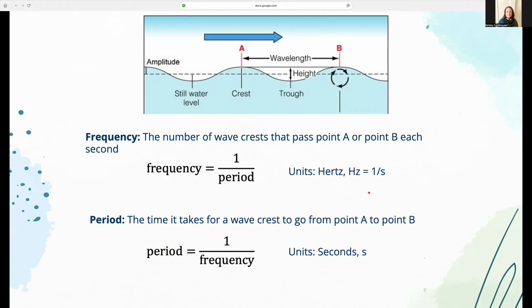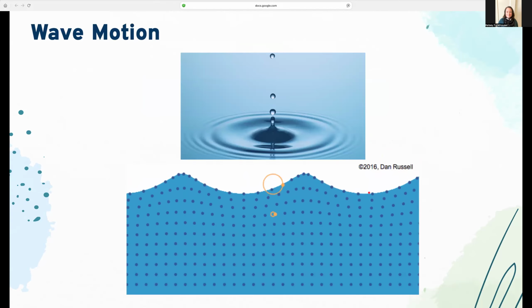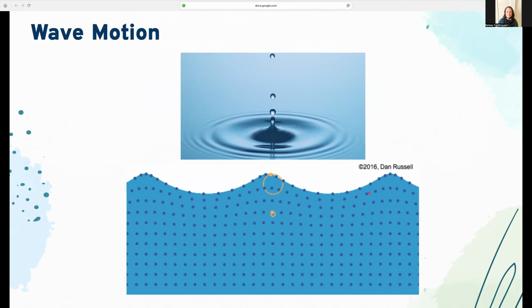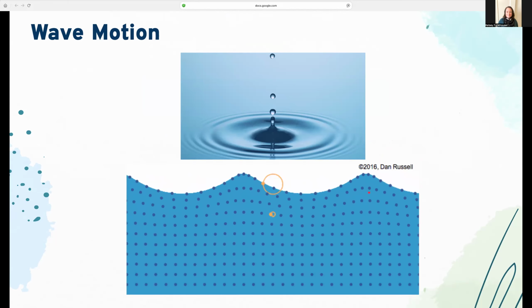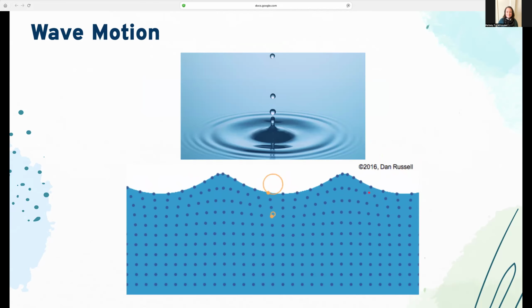So that's just how those two relate to each other. And we'll spend more time with these, so it's okay if that's not entirely clear yet. So let's look at this little clip here.